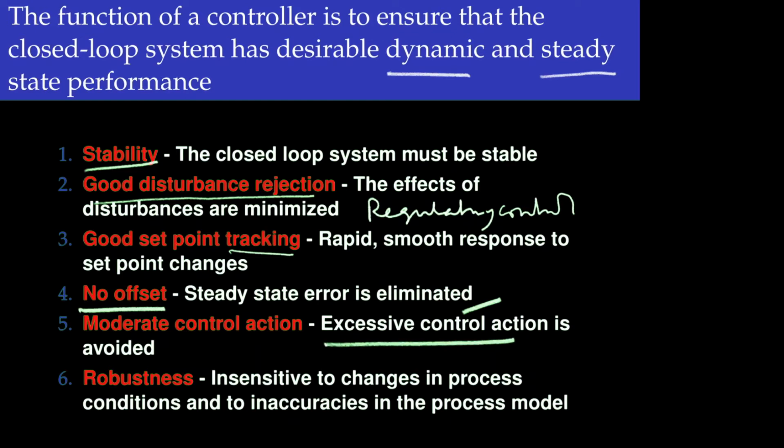And finally, the robustness, meaning that the process condition may change. The controller should be able to take action for different process conditions. So when there are inaccuracies in the process model, the controller should be able to work although there are variations. So that's what robustness is.